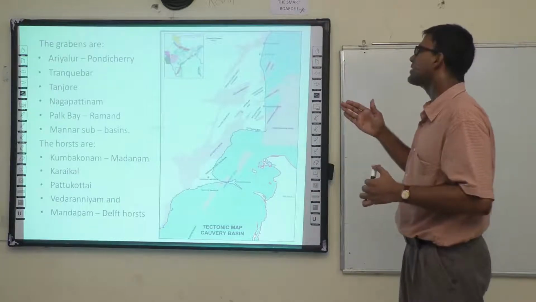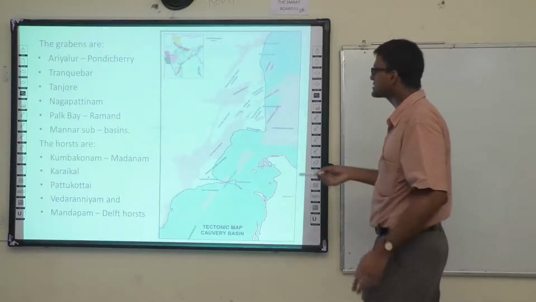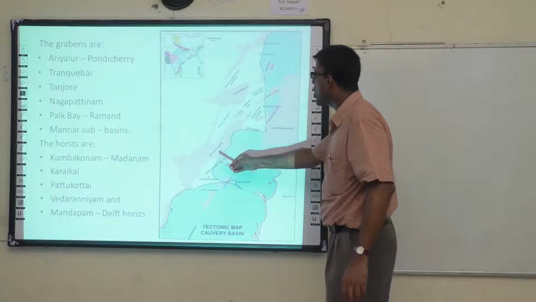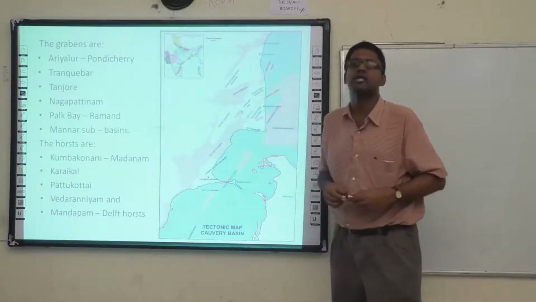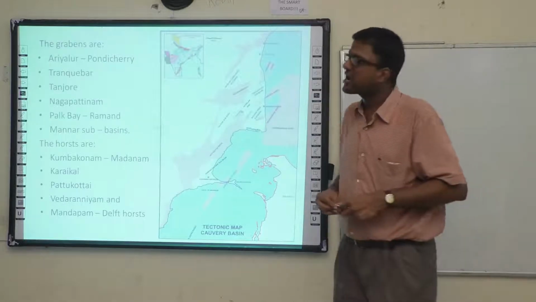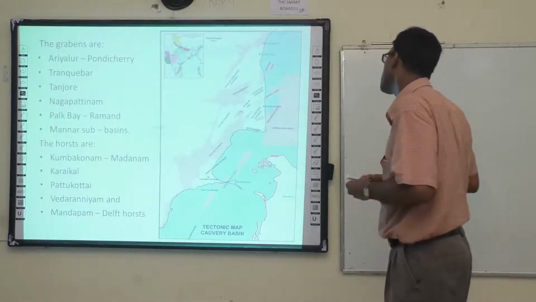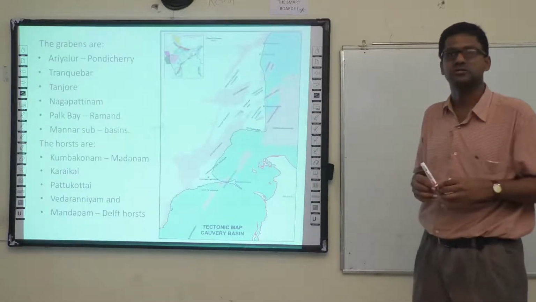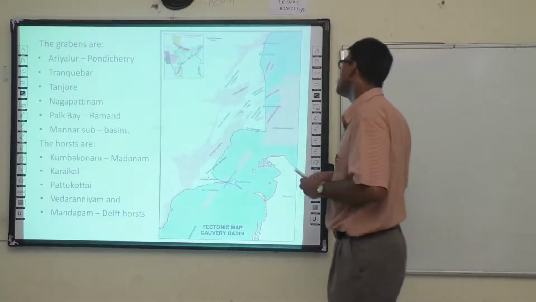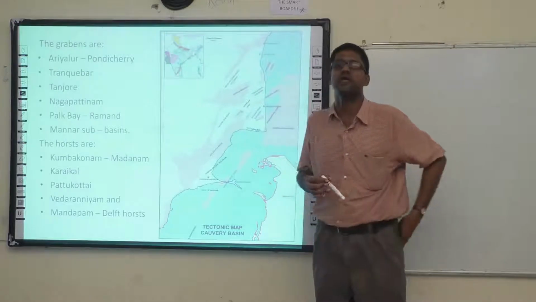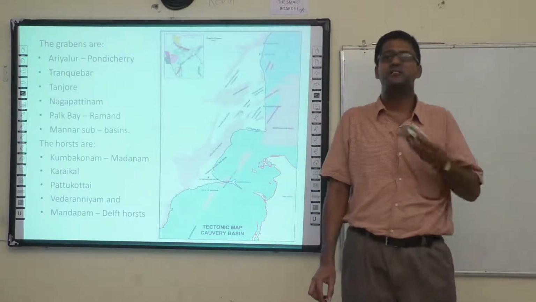So, as far as Ramnath subbasin is concerned, on the northwest we have Pattukottai Mannargudi Ridge, and on the southeast we have Mandapam Delft horst. And the sediments are basically drawn from Pattukottai Mannargudi Ridge, which is nothing but the basement height.